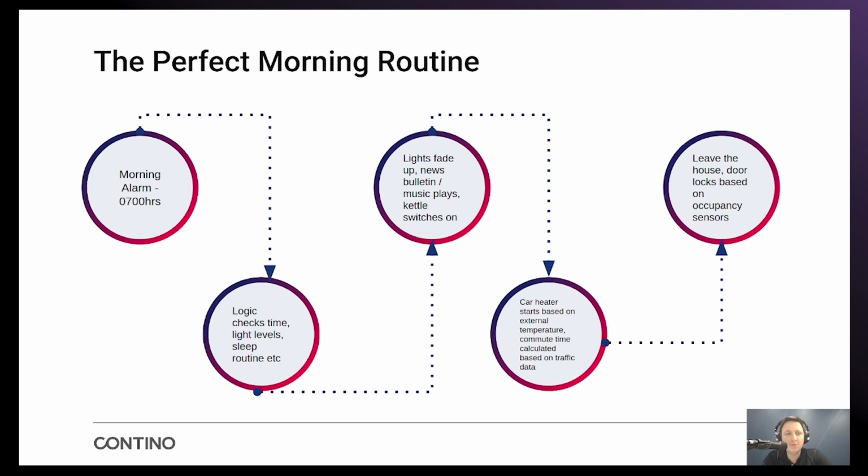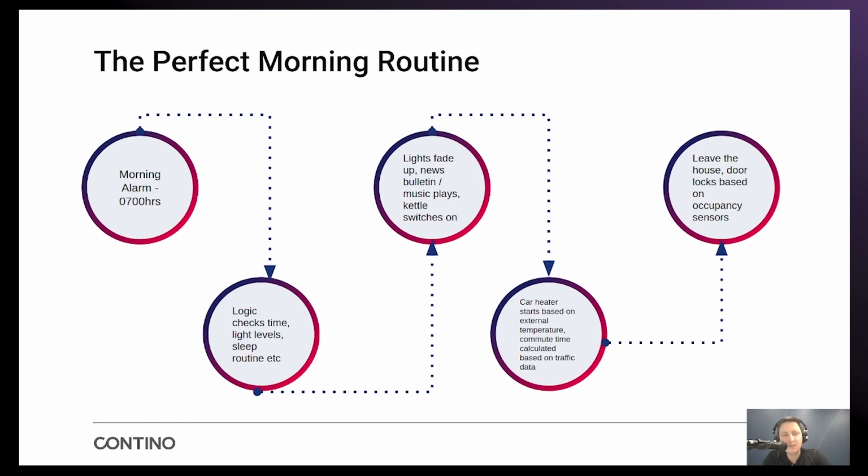The home automation controller checks the time. It can look at light levels outside. You could even build it into your Apple Health or Google Fit platform to see what your sleep routine would be like. And then, depending on all of the variables that it checks, depends on what it does next.